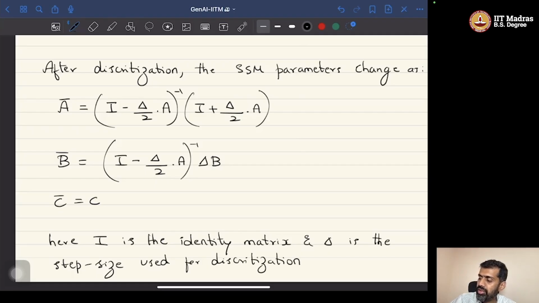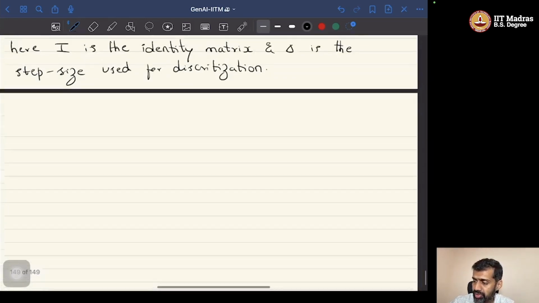This is called the Tustin's method or the bilinear transformation method, where the state space model gets transformed from A, B, C into A bar, B bar, C bar. C bar just remains the same as C, while A bar and B bar become a function of the A and B that were there in the continuous time counterpart and the step size delta. Okay.